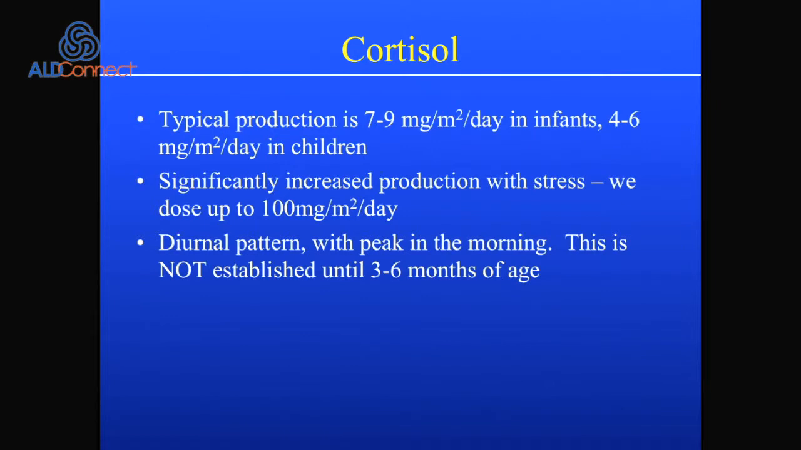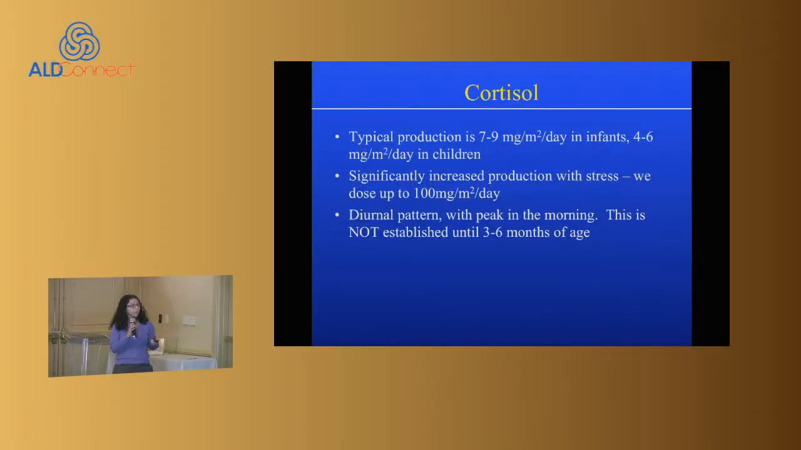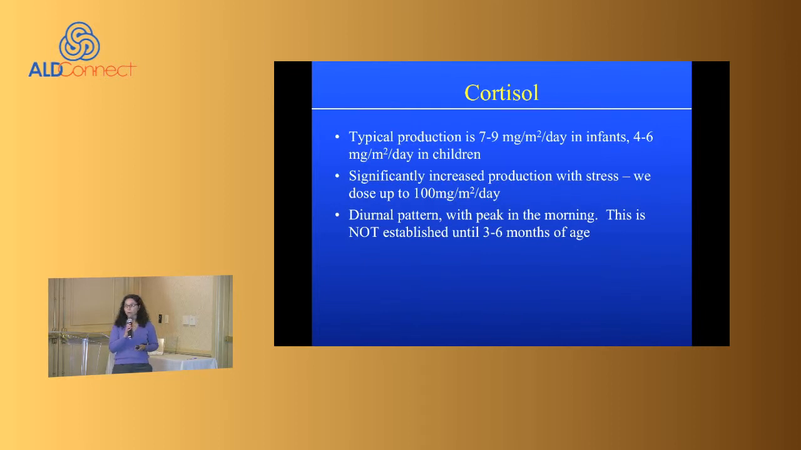A typical person will produce in infancy somewhere between 7 and 9 milligrams per meter squared per day of cortisol. And when we talk about production or replacement of cortisol, we talk about it in terms of body surface area. So when you see meter squared per day, we calculate that based on an individual's height and weight. In older children, it's somewhere between 4 and 6 milligrams per meter squared per day. And in times of stress, this is significantly increased to somewhere closer to 100 milligrams per meter squared per day.